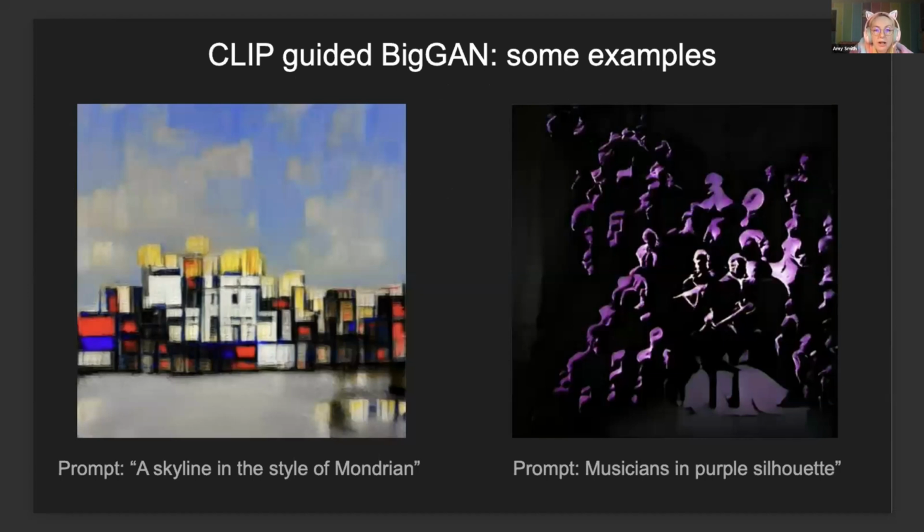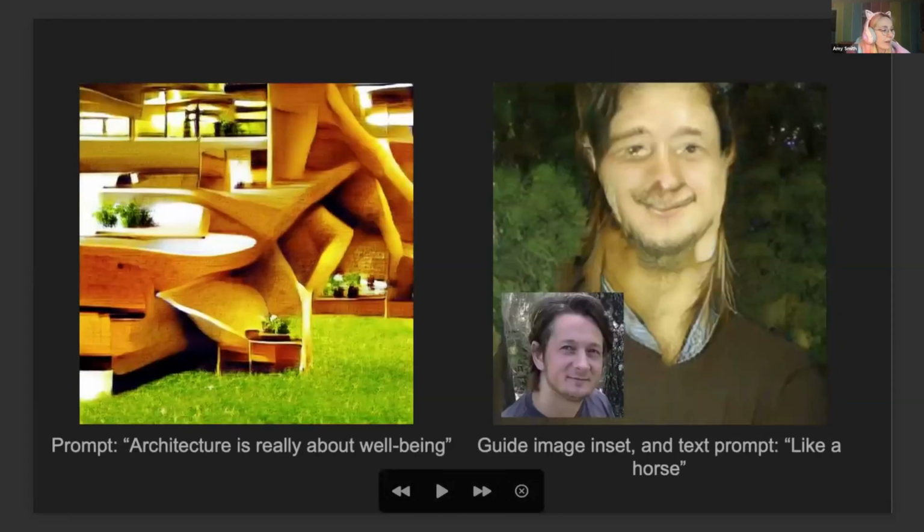So let's take a closer look at what these models can generate. Here are some examples from Big GAN as guided by CLIP. Based on the prompt shown here, the model was able to produce these images. So we have the prompt, a skyline in the style of Mondrian, which is a depiction of a skyline with very painterly qualities. We have the prompt, musicians in purple silhouette. This is reminiscent of an orchestra, and there's even a little music note up here towards the top left of the image. We also have the prompt, architecture is really about well-being. So we can see architectural shapes and forms here in sort of bright and fresh colors.